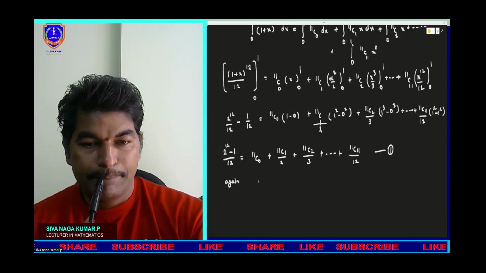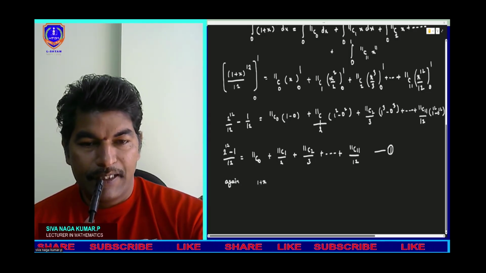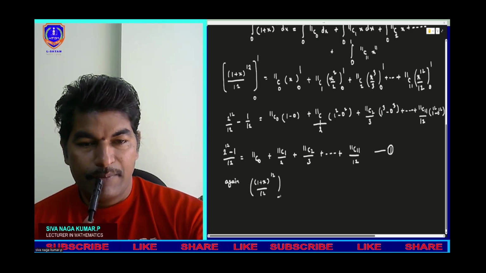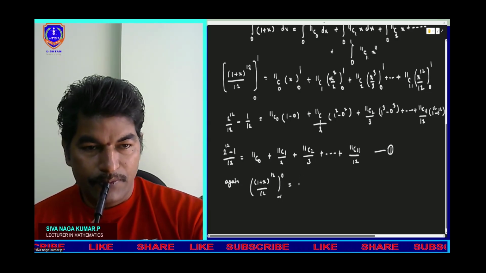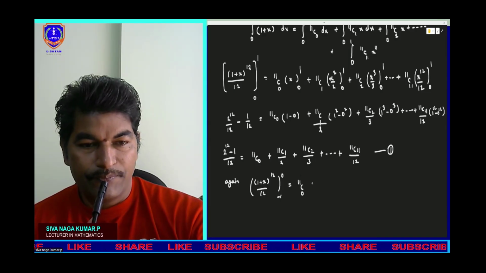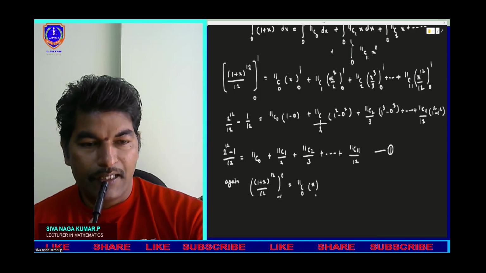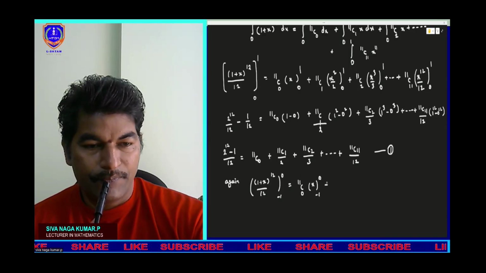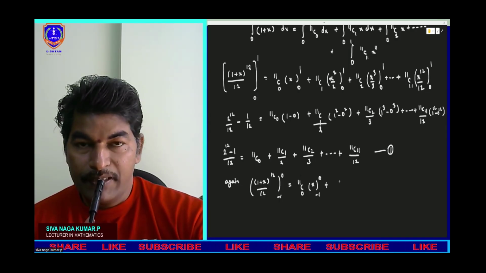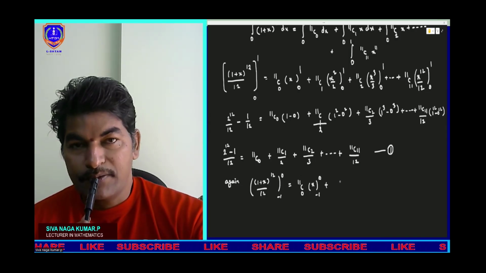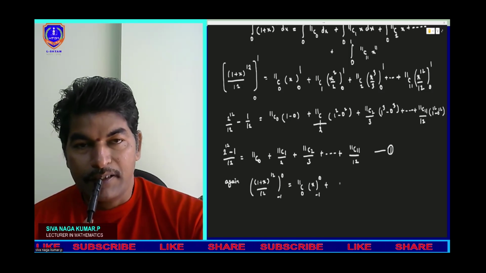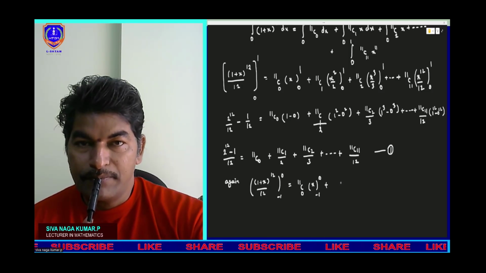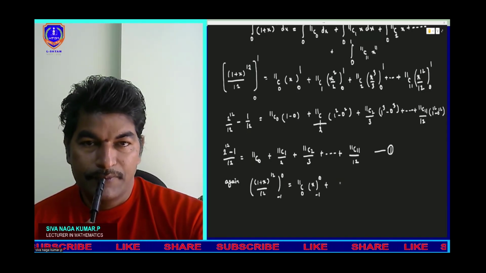So (1 plus x) whole power 12 by 12 under limits minus 1 to 0 equal to 11C0 x under limits minus 1 to 0. Okay, that means I took again the (1 plus x) whole power 11 expansion, and then I integrated, but under the limits this time minus 1 to 0.